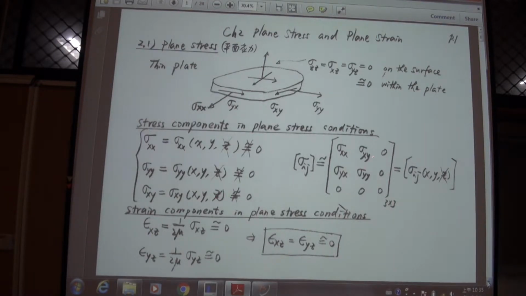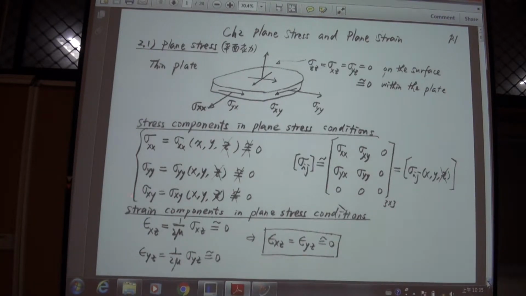We summarize the whole situation in this matrix. Okay, the stress tensor, which is three by three, in fact has only a small matrix embedded inside, which is 2 by 2, right? This small stress matrix is 2 by 2, even though the whole matrix is 3 by 3.